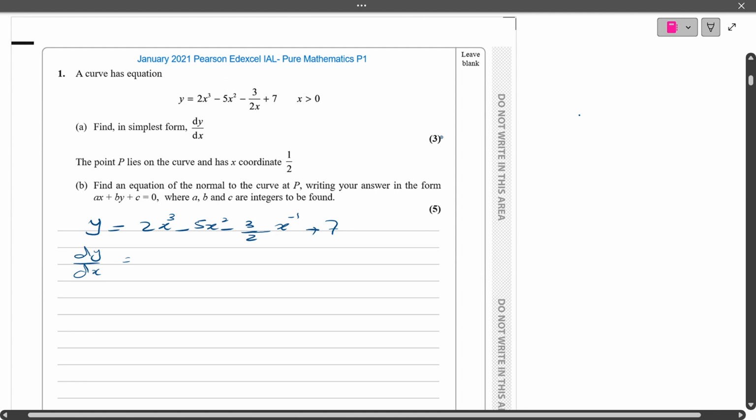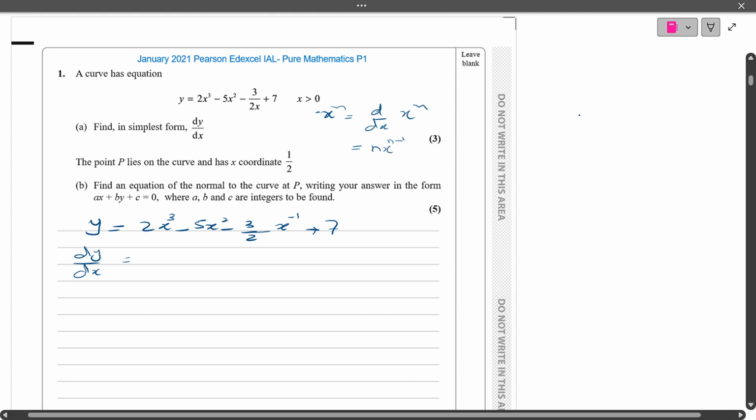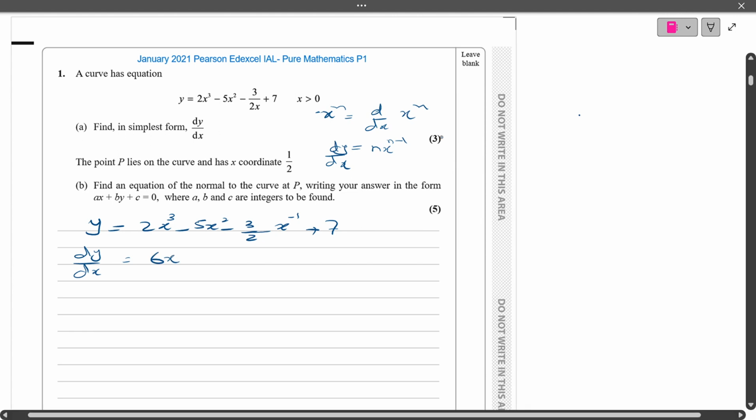So the formula to differentiate: if I have x raised to power n and I want to take the derivative of it, the rule says that we multiply the coefficient with the power and we subtract 1 from the power. Okay, so using this rule, let's multiply the power with the coefficient. So 3 times 2 is 6x, subtract 1 from the power, 3 minus 2 is 1.